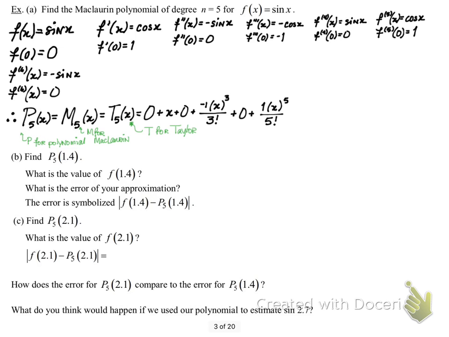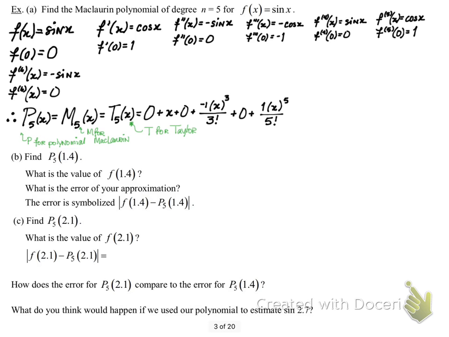P stands for polynomial, or they might ask for m sub 5, where m stands for Maclaurin, or they might ask for t sub 5, where t stands for Taylor. Any one of those notations mean the same thing. And also, there's something else I wanted to talk about real quick.